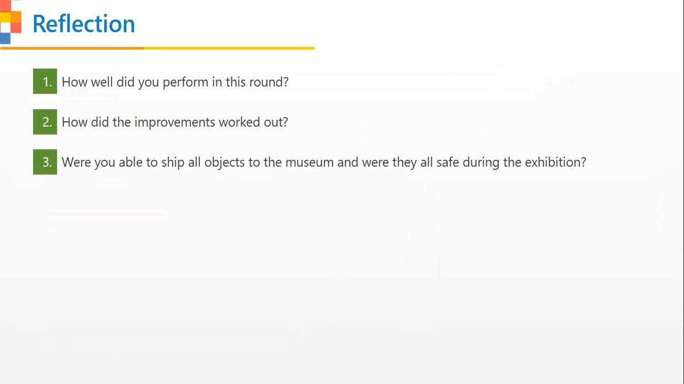Again, as a facilitator, we would do a reflection on how you performed as a team and the improvements which you made in round two. Did they really work or not? Were they of any use or not? And the most important question, as a sponsor, you will have to check within the team. Were you able to safely ship all the objects to the museum? And are they safe in the exhibition? Did they reach on time? Were you able to perform this activity within the budgets which were given to you? All those questions will nicely combine and come to you as a part of the reflection session, right?